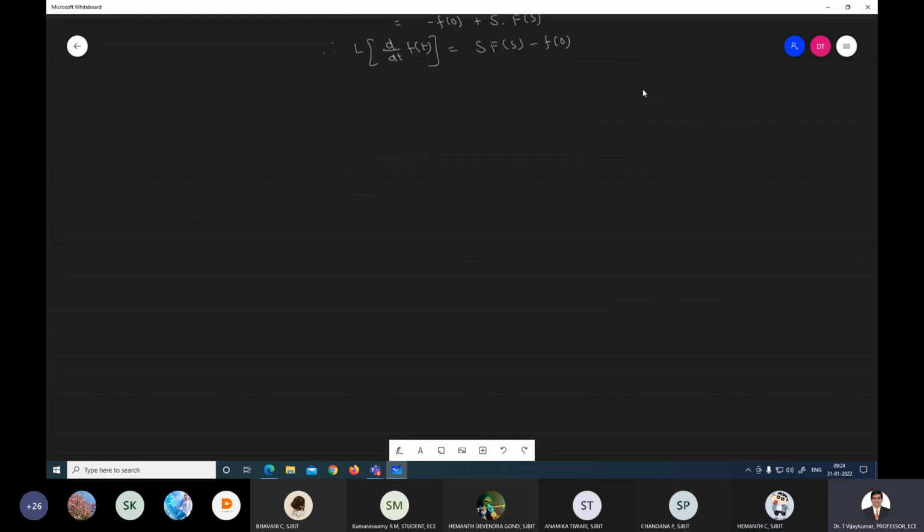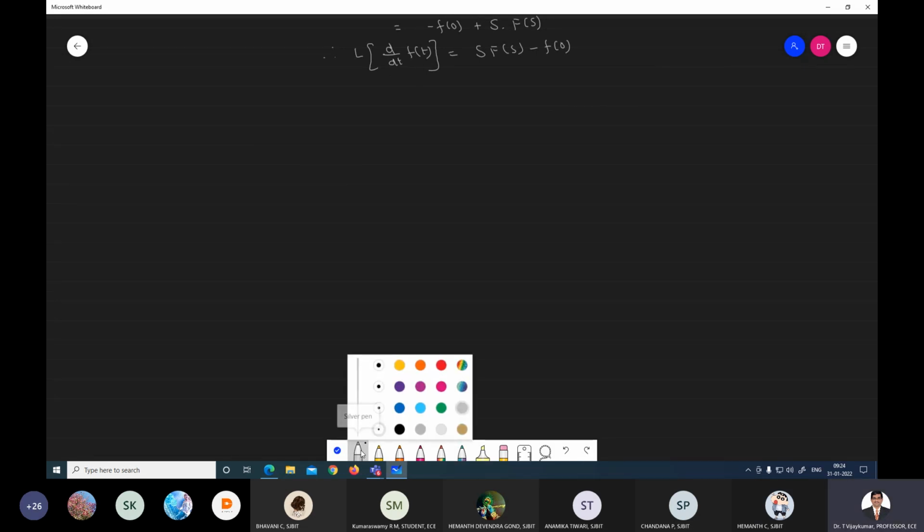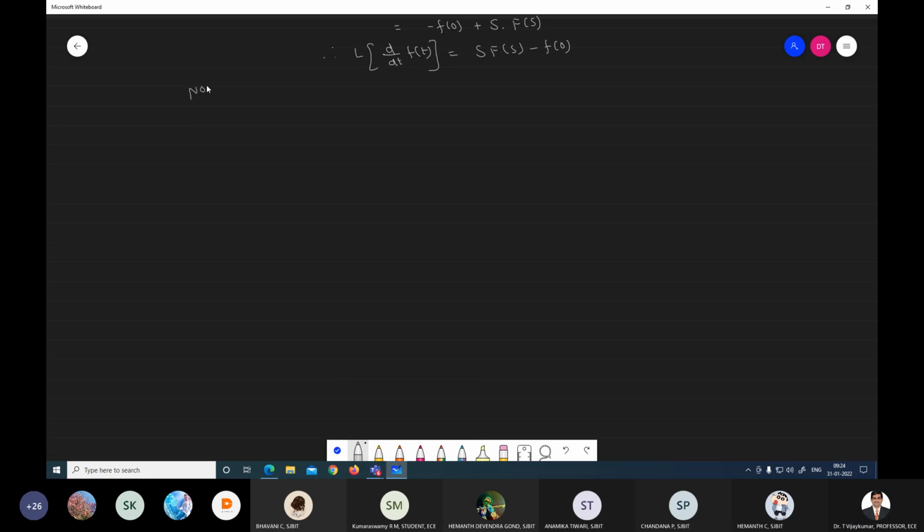Okay, I'll continue. Note down: if f of 0 is equal to 0, then Laplace of d by dt of f of t is equal to what? s into F of s.